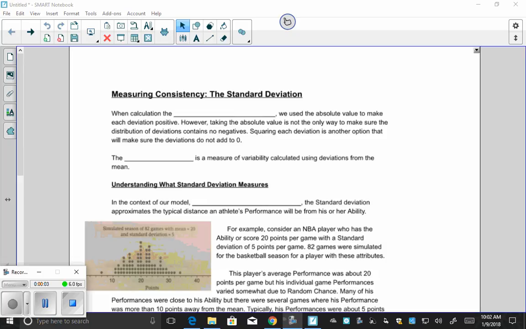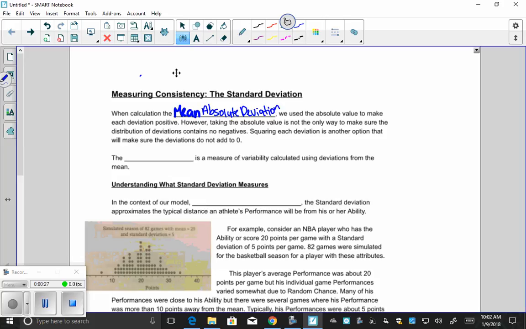The next way that we're going to talk about measuring consistency is using the standard deviation. When calculating the mean absolute deviation, we use the absolute value to make each deviation positive. However, taking the absolute value is not the only way to make sure that the distribution of deviations contains no negatives. Squaring each deviation is another option that will make sure that the deviations don't add to 0.